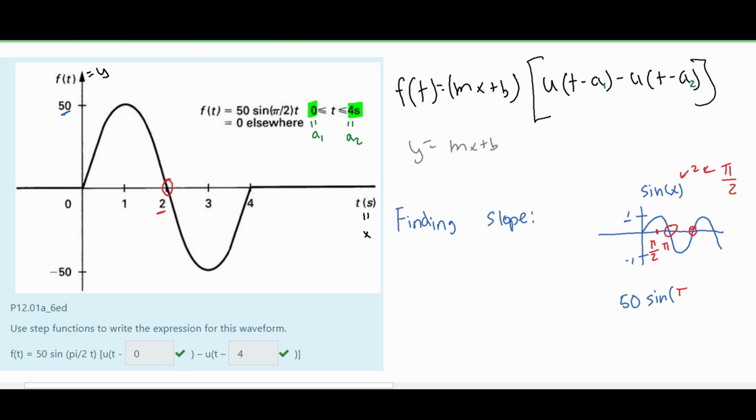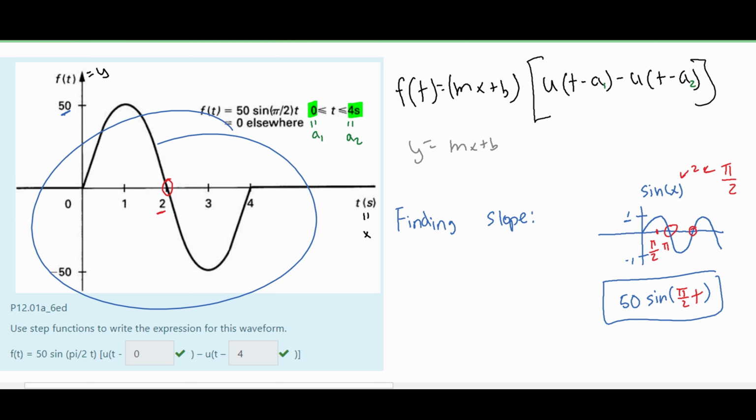So we're going to have pi over 2 in here times our t, and we can see that it's equivalent to this graph that we're given right here. And that's how you go about solving for this problem.